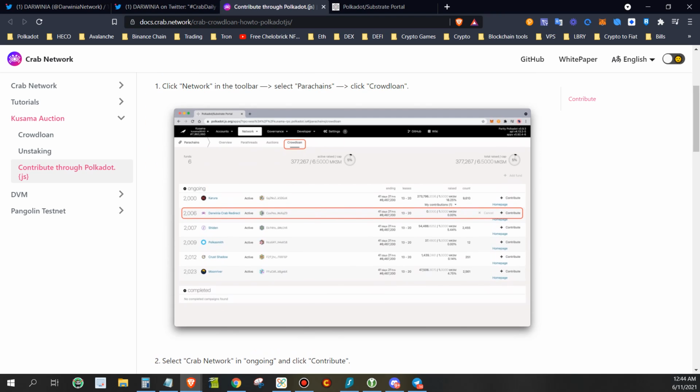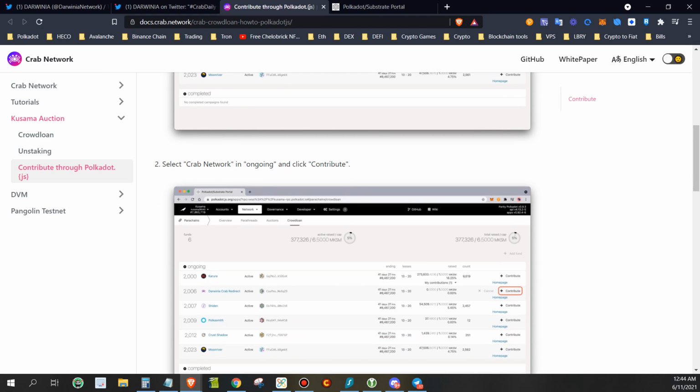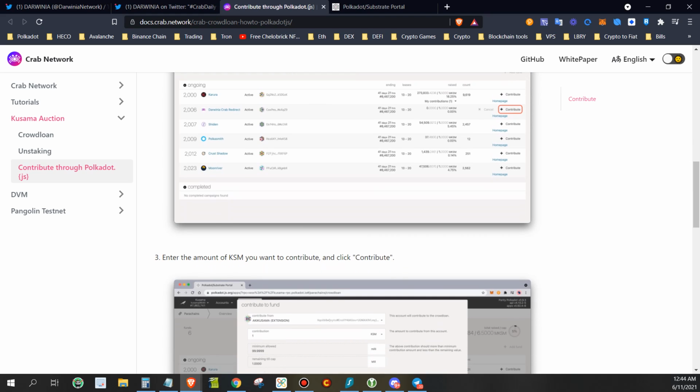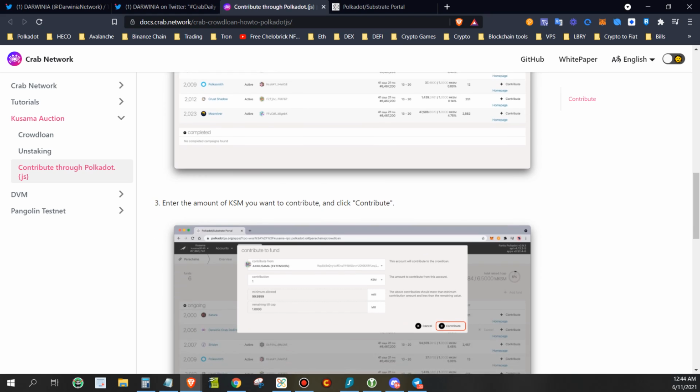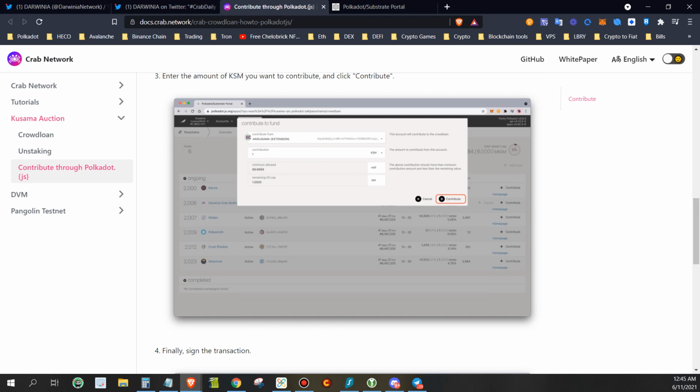So here you have the option to click contribute for the Crowdloan in the Kusama. Select Crab Network in ongoing and click contribute. Then enter an amount of KSM you want to contribute and click contribute. Here is a familiar sign if you haven't transacted in Substrate. This is pretty common. You can put how much KSM your contribution is right here, and then you click contribute instead of continue, as on most transactions.